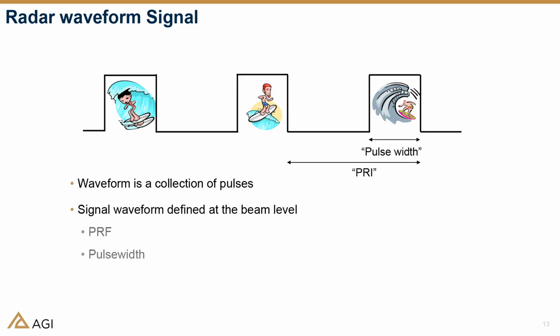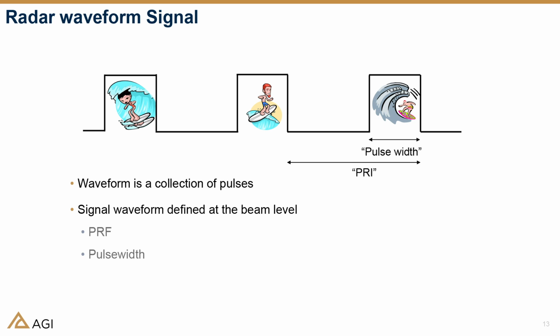And each of these beams, as you're going through this tracking, can be configured independently when it comes to the frequency, the power, and the waveform. Waveform is a collection of pulses, and the signal waveform can be defined at the beam level, be it with the PRF and pulse width.